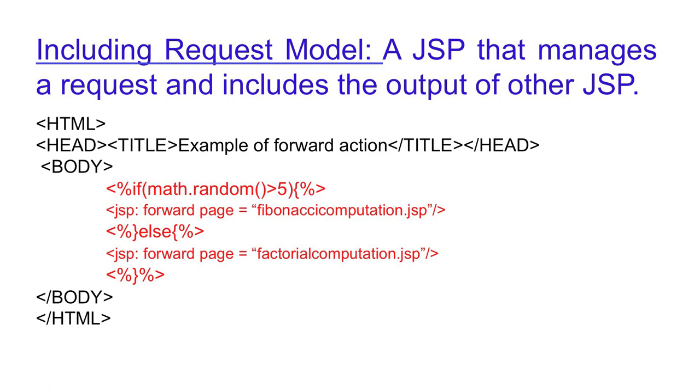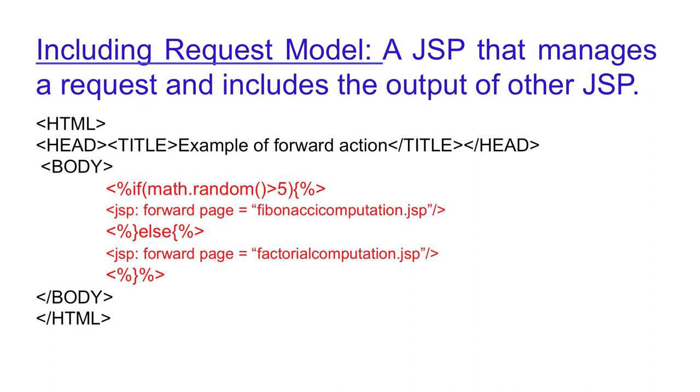Inside the HTML code we have head, and we have titled this example of forward action. So we are using jsp:forward here. In the same way we can use jsp:include also. You can see this red portion is the JSP portion, and the rest, blue and black, is the HTML portion. Inside the percentage tags an if statement is there, if Math.random, so it will automatically generate a random value.